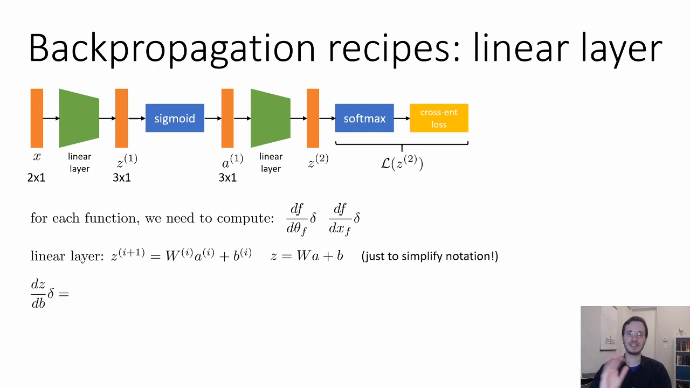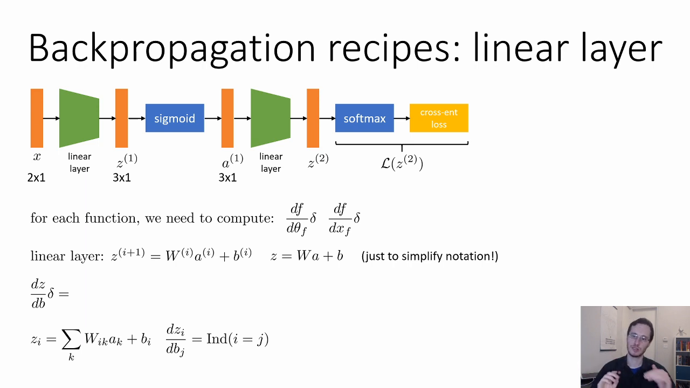Let's look at dzdb times delta. Again, we'll write out the expression for z just to avoid going crazy with multivariate calculus. And here, it's actually pretty easy. We can see that dzi dbj is 0 if j is not equal to i, because only bi influences zi. And if they are equal, then it's just 1. So that means that you can write dzi dbj as an indicator for i equals j, meaning it's 1 if i equals j and 0 otherwise. And that means that the matrix dzdb is just the identity matrix. It's a diagonal matrix with 1s on the diagonal. And that means that dzdb times delta is just equal to delta. Very, very simple.